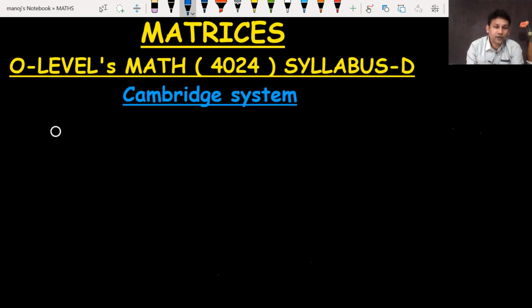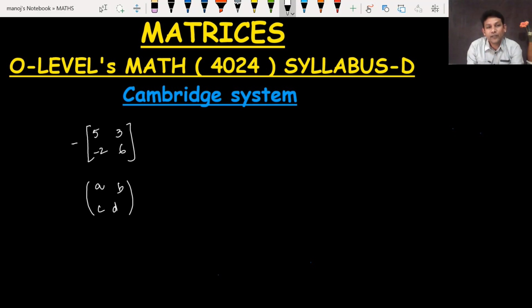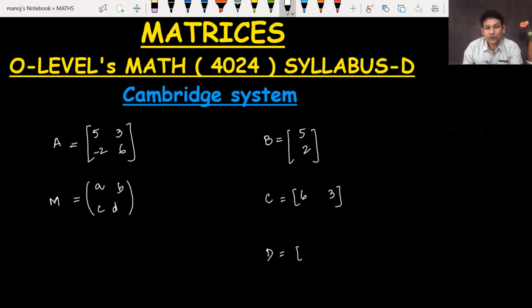Normally, when we have a bracket, and the bracket can be a square bracket or it can be a bracket like here, and we have some numbers in this like 5, 3, -2, 6, A, B, C and D, and we write it equal to a capital letter, suppose A, and suppose here M. If I write a matrix B with this bracket and 5 and 2, and one more example, C equals to 6, 3, and one more example, D equals to only 5.